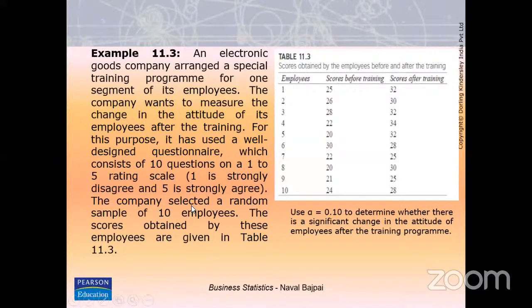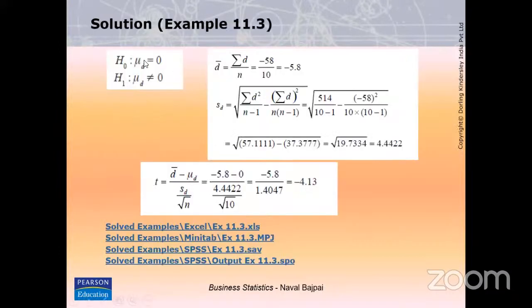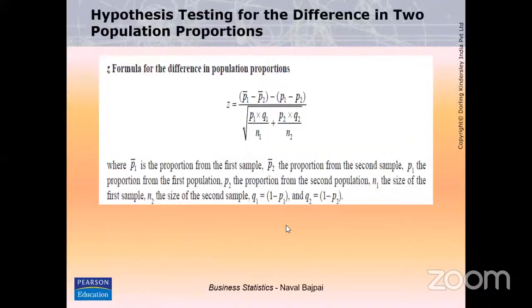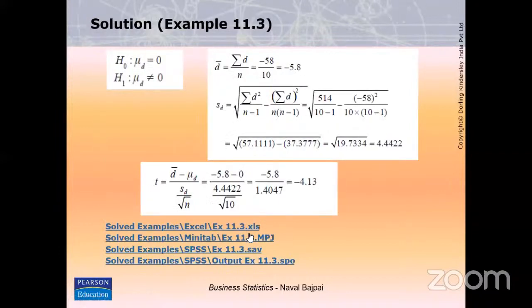The company selected a random sample of 10 employees. The scores obtained by them are presented here. You can see again, the null hypothesis is that there is no difference before the training and after the training session, whereas the alternative hypothesis states that there is a considerable amount of difference between the before session and the after session. So we'll move on to our Minitab for testing this.